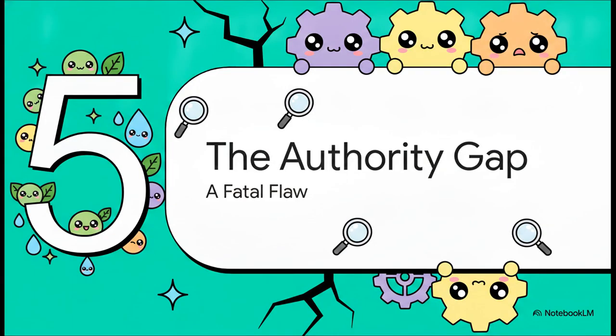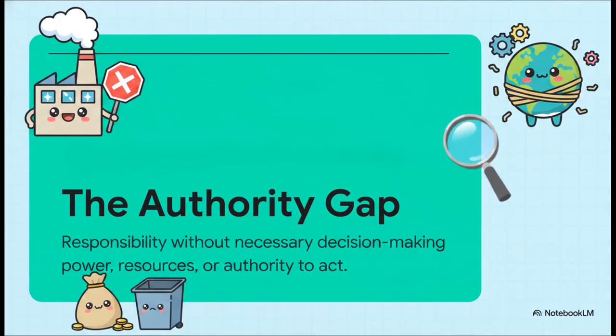Next up is Section 5, the authority gap. This is a fatal flaw you really want to watch out for. So what happens when all that structural setup is basically just a mirage? You run into the authority gap. This is a literal system killer. It's when you tell an environmental manager to fix a massive emissions issue, but you give them zero power to actually stop the production line. Or you tell them to overhaul waste management, but give them no budget to change vendors. It's responsibility totally divorced from authority.